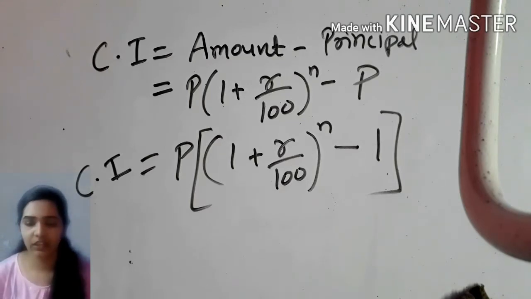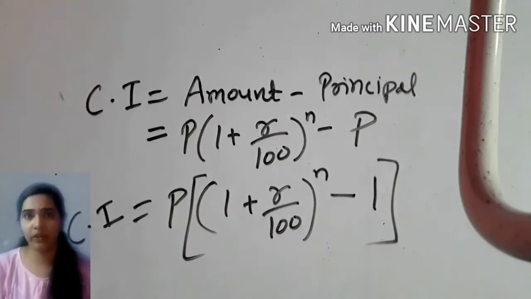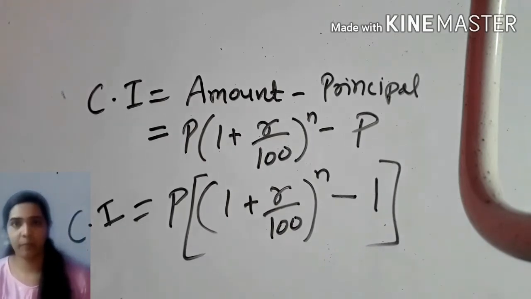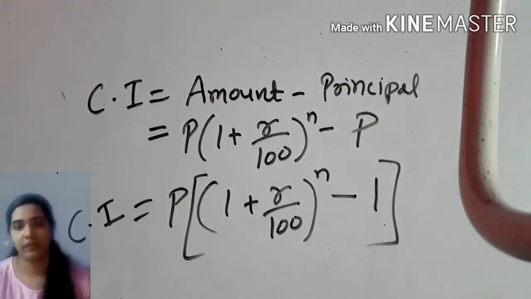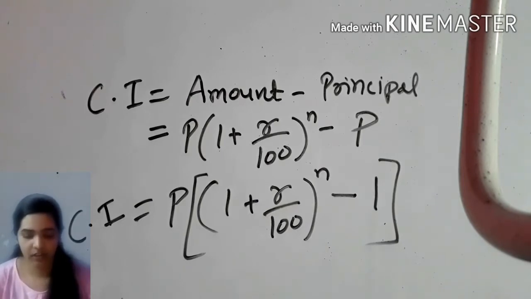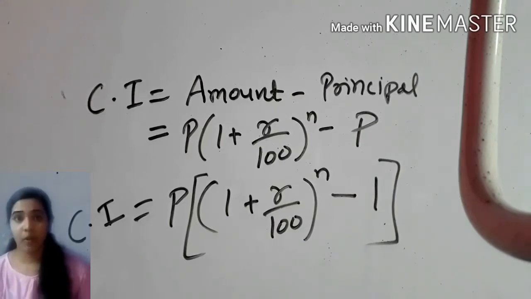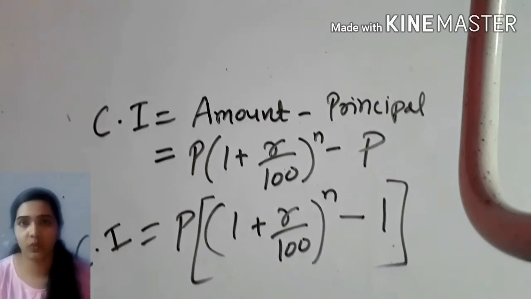In the next session we will see how compound interest can be applied, compounded half yearly, compounded say every 3 months. There are types of compounding for compound interest.